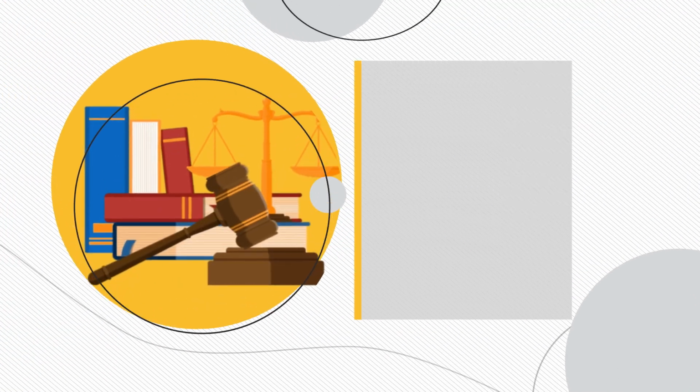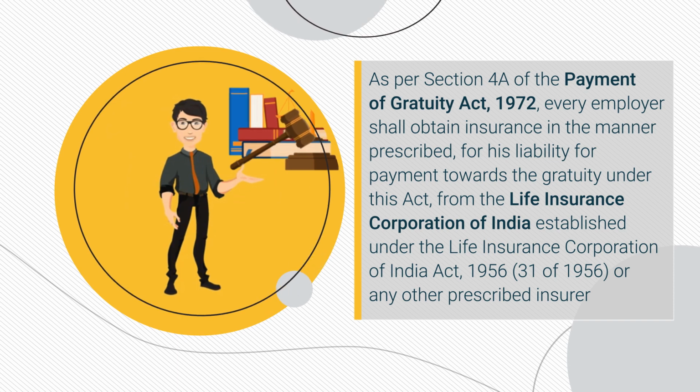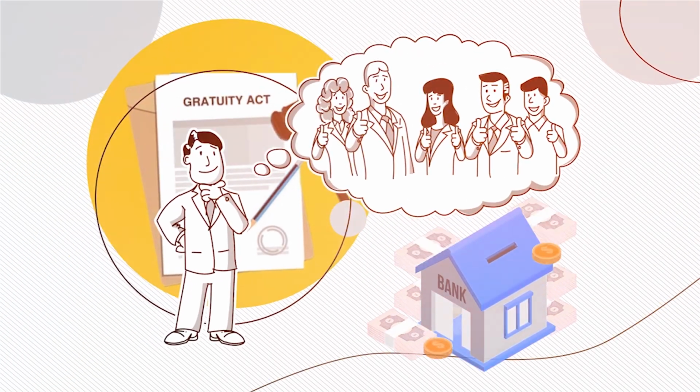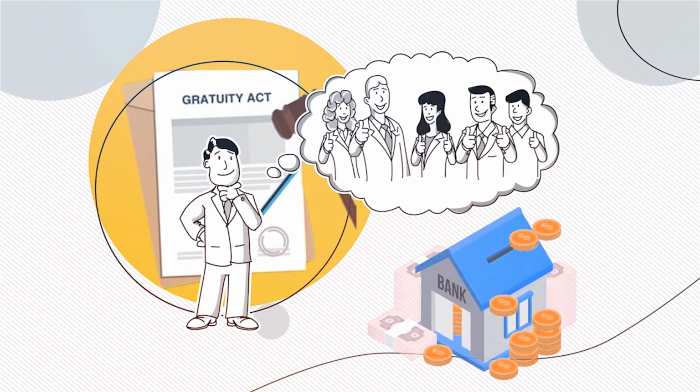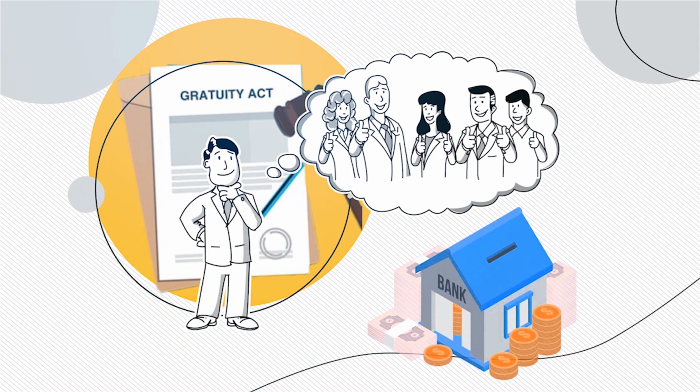As per Section 4A of the Payment of Gratuity Act, 1972, every employer shall obtain insurance in the manner prescribed for his liability for payment towards the gratuity under this Act from the Life Insurance Corporation of India. In short, if the Payment of Gratuity Act applies to your establishment, then you must obtain an insurance policy to mitigate the liability of the employer to pay the gratuity.